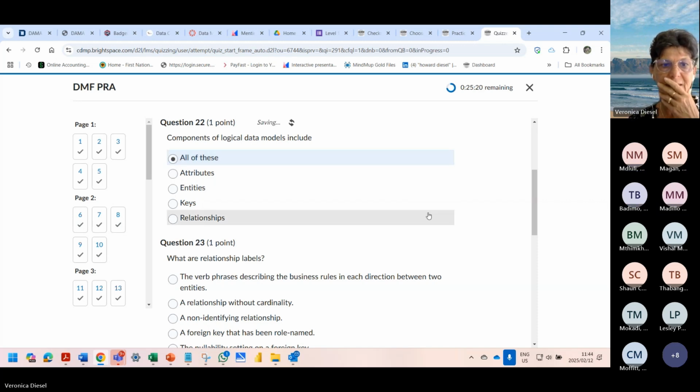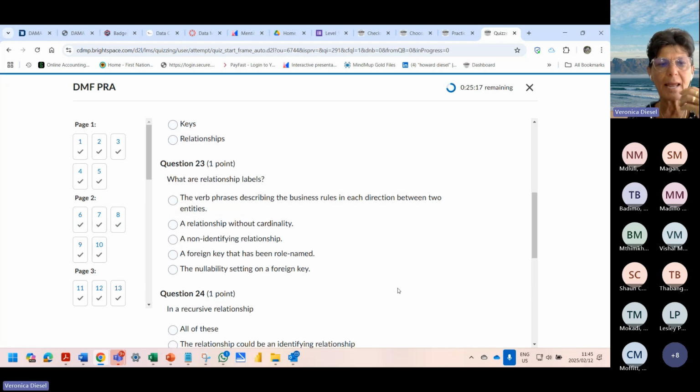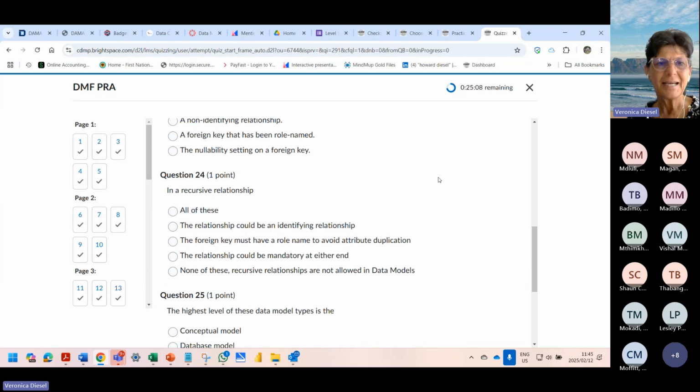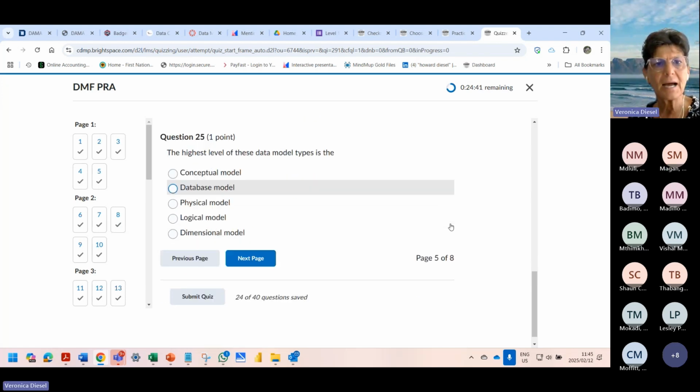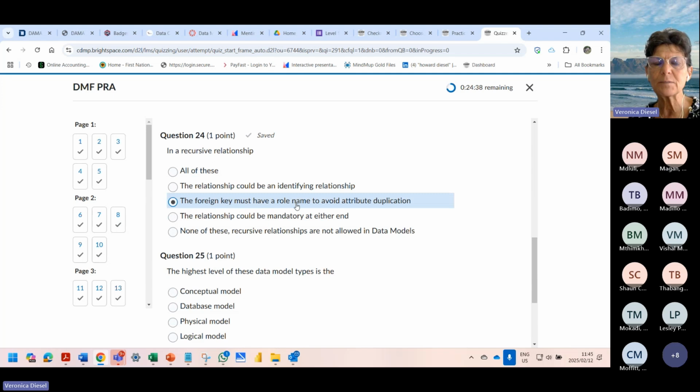All. What are relationship labels? The first one, verb. In a recursive relationship, remember that one with the employee and manager? The third one. We have to have that foreign key. Remember we had that foreign key that was manager ID.